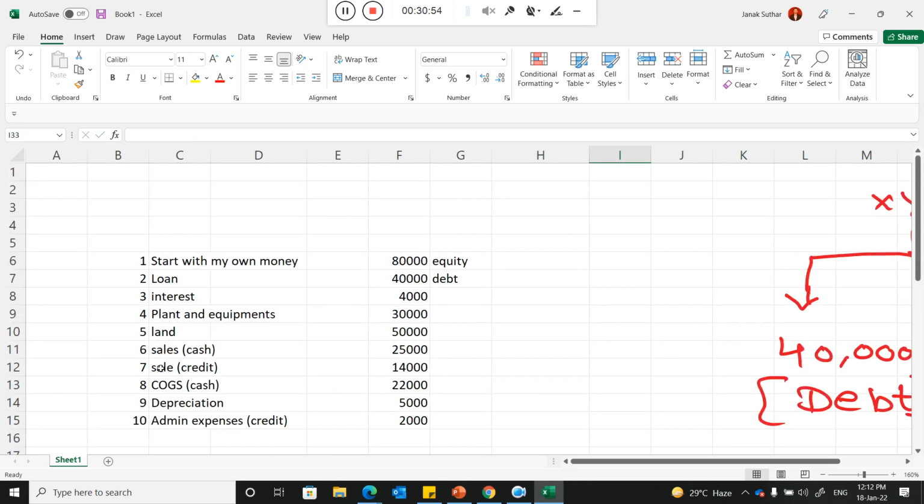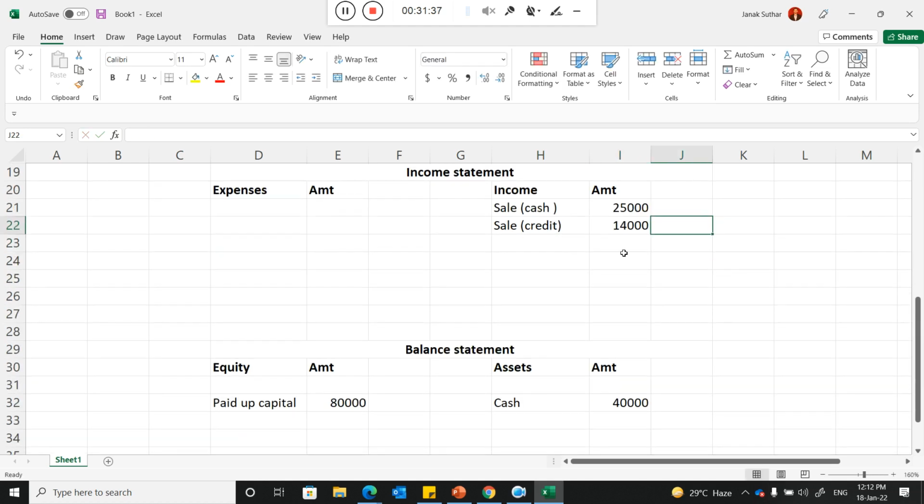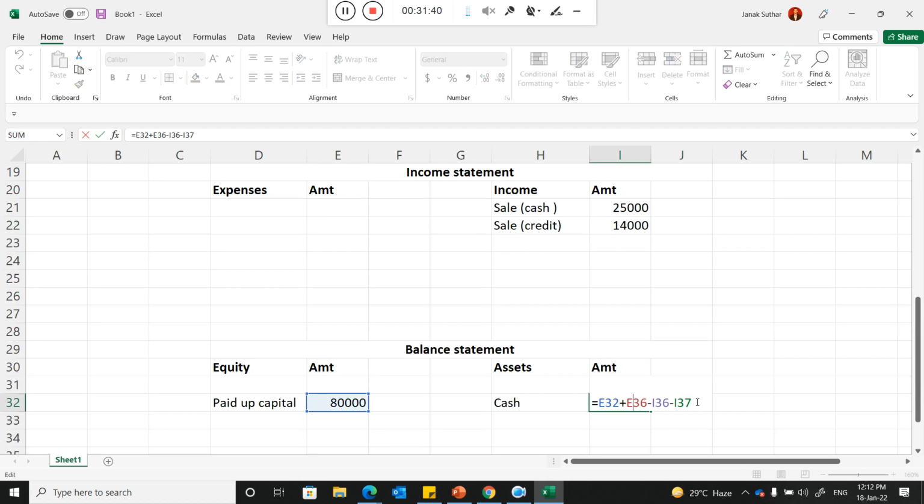The next point, the sale. Okay, so how much sale has occurred? That you need to write. Due to the sale I got income, so I need to put here the sale in cash. So how much sale is there? 25,000. The next point is the sale on credit, means not yet received in the form of cash, that will come in the future. That is the 14,000. So in that form I got 25,000 right now. So I need to add that 25 into the cash. Are you agree? So I add that particular amount.